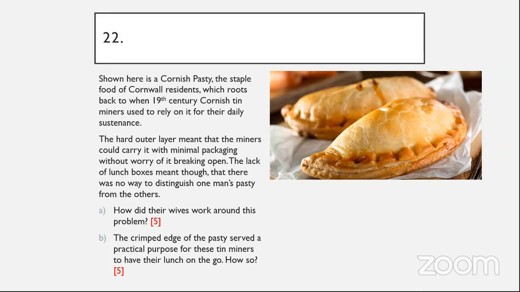We are going to guess that the wives would put the initials of their husbands on the pastries. That is the first part. Okay. The second part is easy to hold the crimp edge. You can throw away the crimp edge and just eat the meaty part of the pastry because their hands are dirty from all the mining. We'll give you the full 10 points.